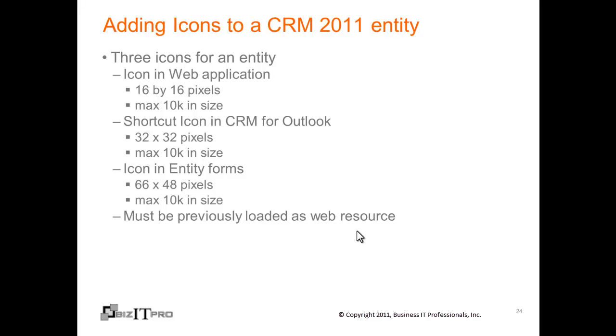The icons required are the icon for the web application, which is 16 by 16 pixels and a maximum of 10K in size, a shortcut icon for CRM for Outlook, which is 32 by 32 pixels, maximum 10K, and finally, the icon used at the top of entity forms, which is 66 by 48 pixels. These must be previously loaded as a web resource, but are a powerful way of making the user interface work more effectively for your users in an intuitive manner.